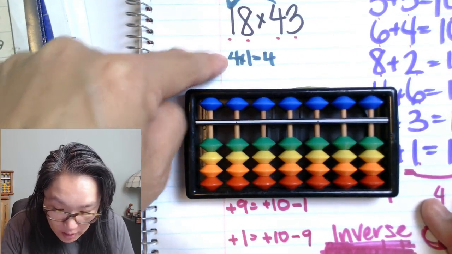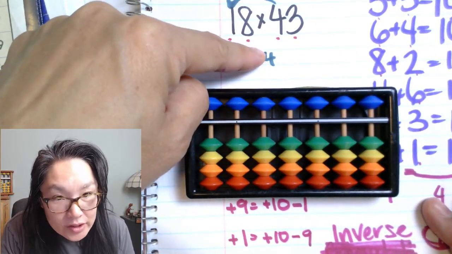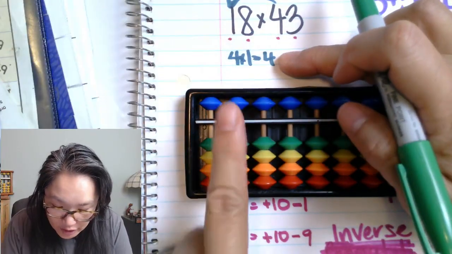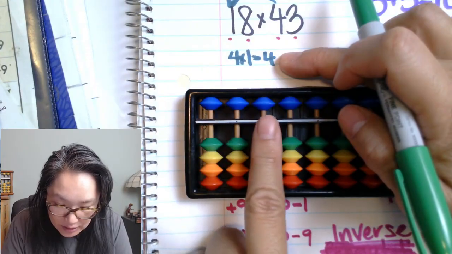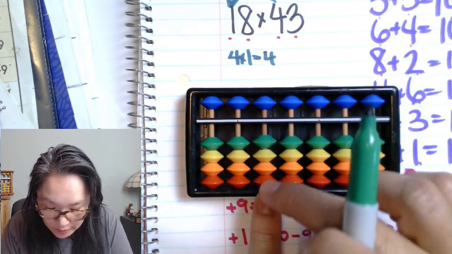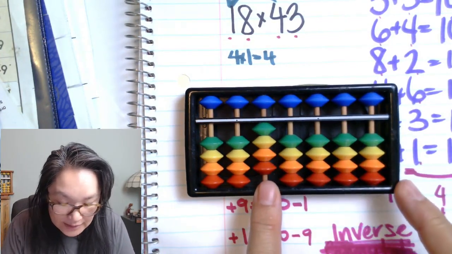So here we are, but we know that this is a single digit. Because 4 is a single digit, I have to go back one column. That's all I have to do. Because it's a single digit, I go back one column, so I put my 4 here. That's it. Did that make sense?